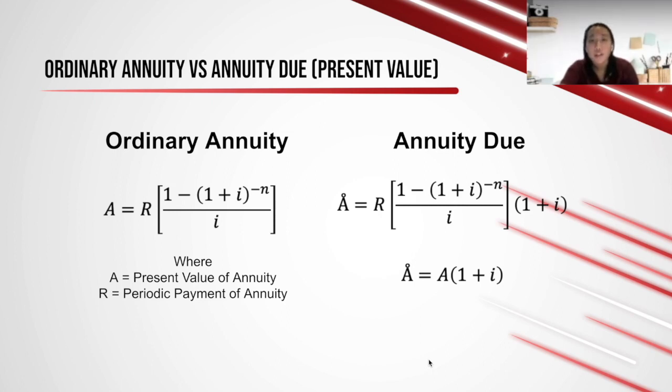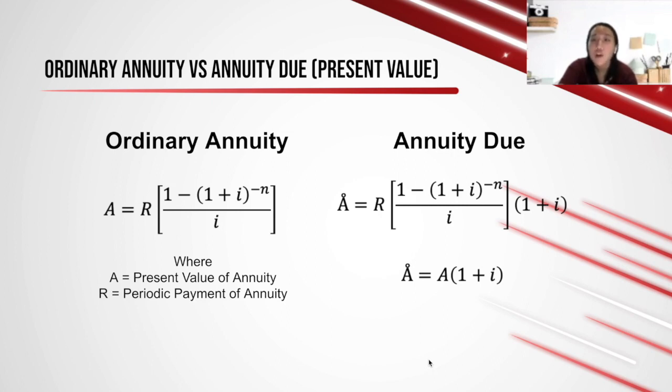Let's now compare this to the formula for the present value of an annuity due, which is given by A with two dots on top is equal to R times [1 minus (1 plus i) raised to negative n] over i, times (1 plus i). As you can see here, the only difference is that we use the formula for ordinary annuity. So we can revise this formula into A with two dots on top is equal to A times (1 plus i). The only difference is that we multiplied by (1 plus i).